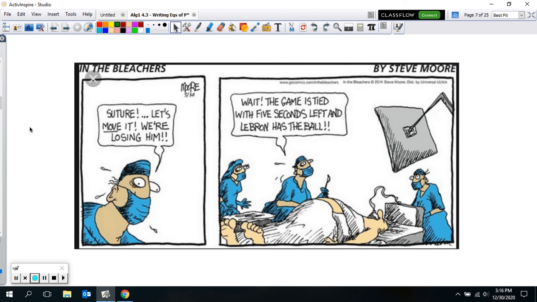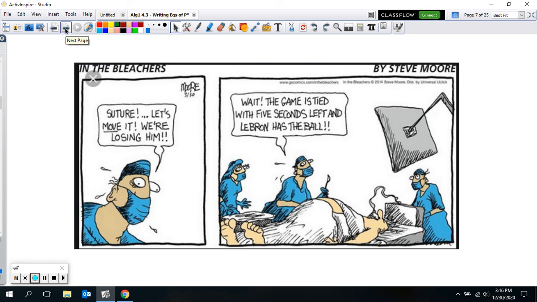It's in the bleachers. It's an operating room. Doctor says, "Suture, let's move it. We're losing him." And he looks up. "Wait, the game is tied with 5 seconds left. LeBron has the ball." So he gets a little distracted there at the end. Yeah, so they may have lost the patient.